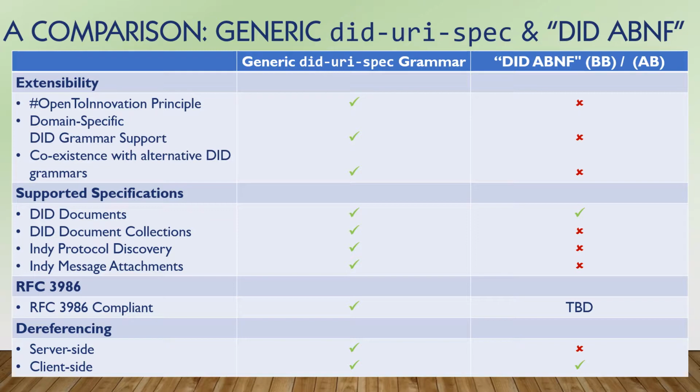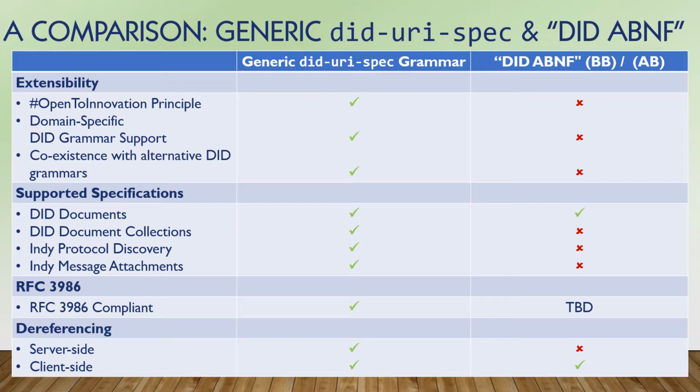RFC 3986 compliancy, so that is guaranteed by the did-uri-spec as well as any domain-specific did grammars that you derive from that generic spec. There's still a lot of conversation within the did ABNF community working group with respect to that. An important difference, and it could even be claimed to be a semantic inequivalence.